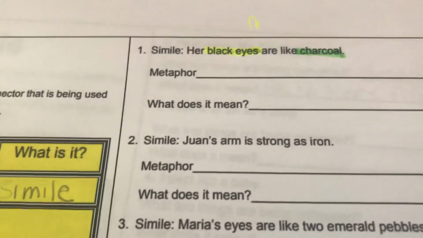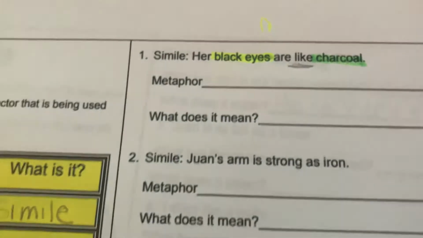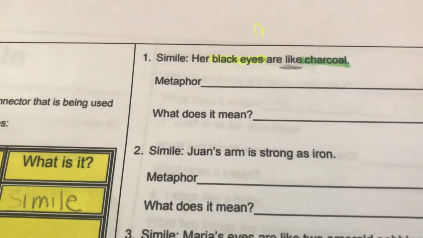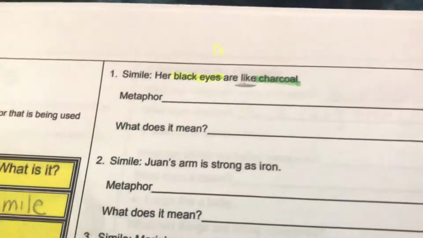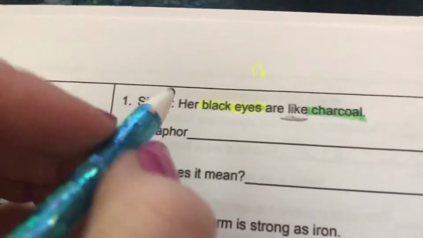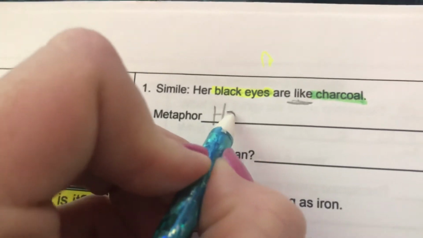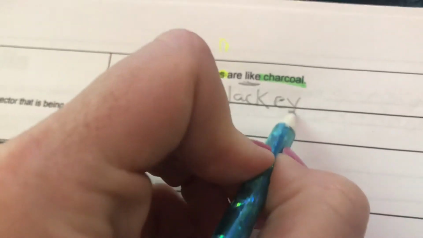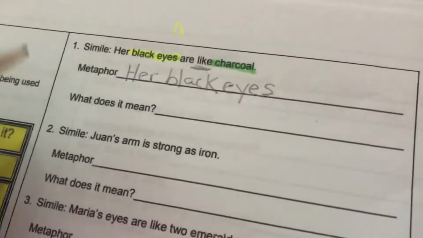Now, did I have a connector? If it's a simile, I have to have a connector, right? So I'm going to underline, yes, we sure did. It's the word like. Okay. All right. Then we're going to transform the simile into a metaphor. Now, if I transform this into a metaphor, what am I going to do? I'm going to take out this connector. So it's going to say, her black eyes, or you could even say her eyes are charcoal.